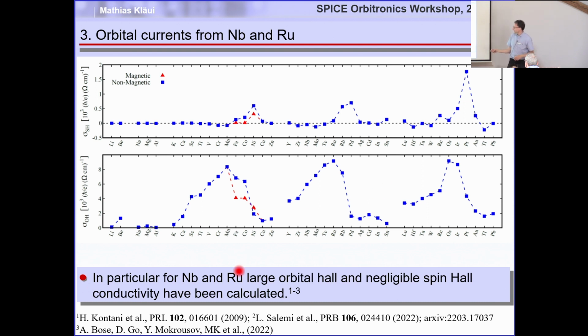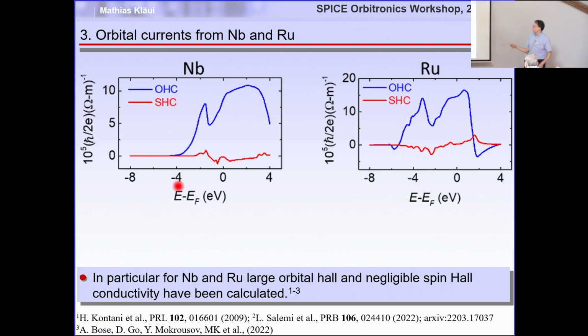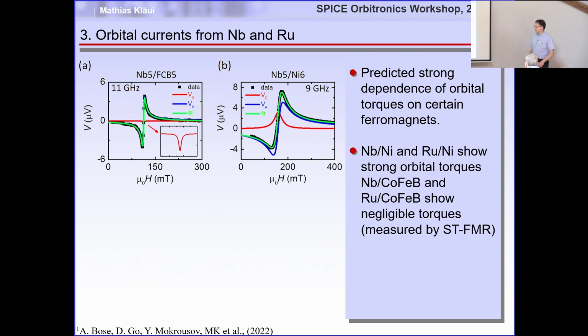Anyway, so what we did is we picked ruthenium and niobium because they have large orbital Hall conductivity, but they have very small spin Hall conductivity. Dong-Wook also did the calculation in a bit more detail for niobium and ruthenium, and we see huge orbital Hall conductivity, and in red, very little spin Hall conductivity. And then we did measurements, and now all the credit to Arnab Bose. He's a postdoc working with me, and the paper that we just finished is from him, and he will show details tomorrow in the poster.